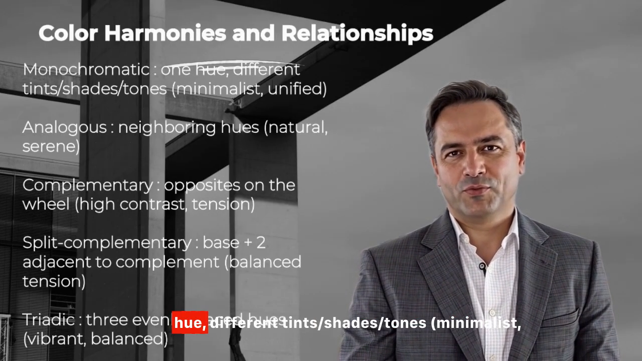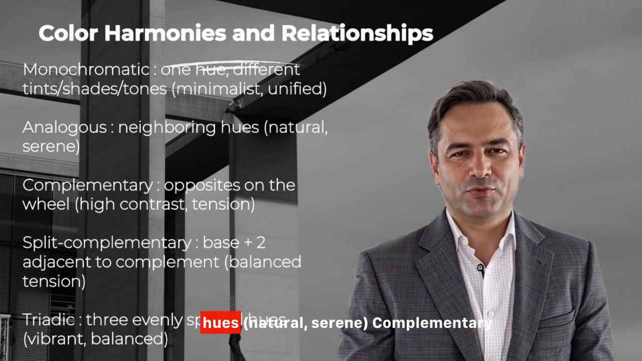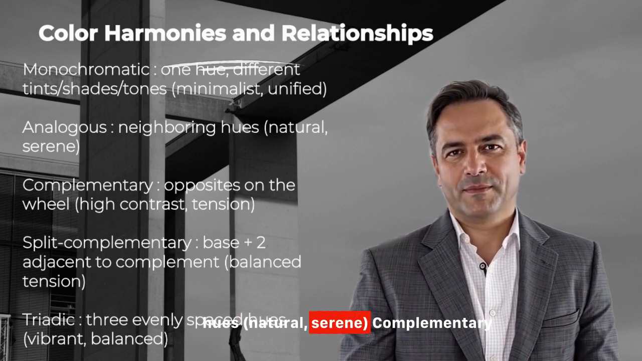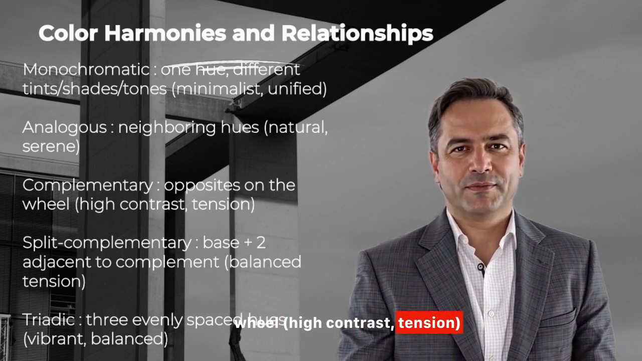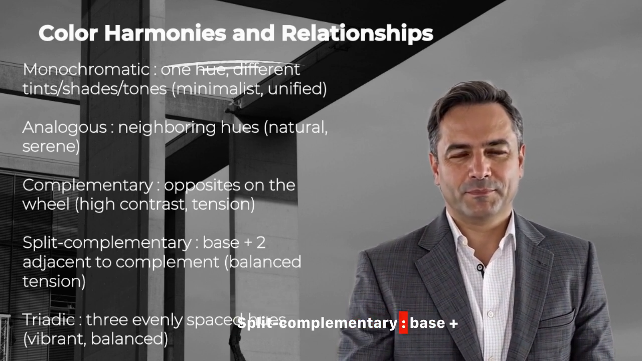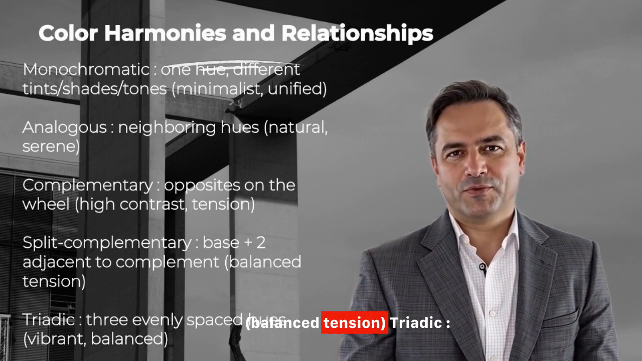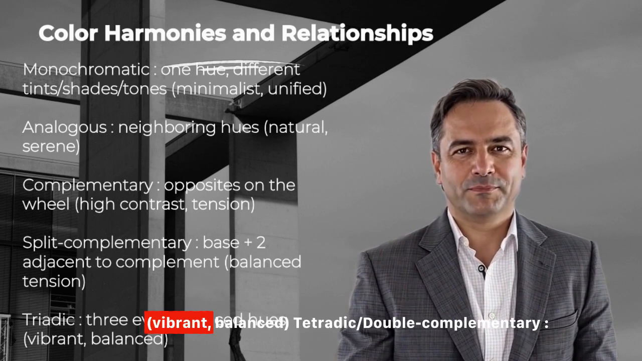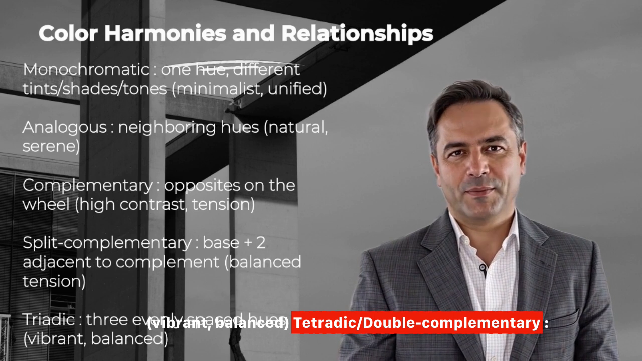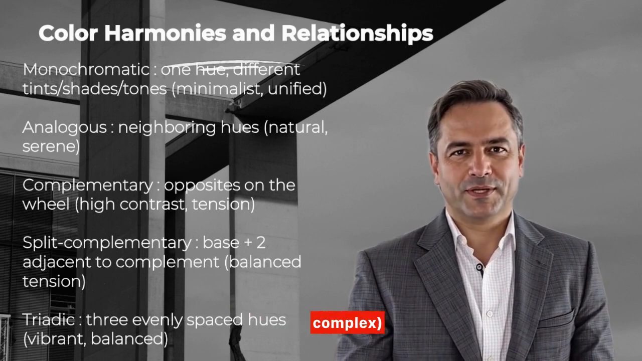3. Color harmonies and relationships. Monochromatic: one hue, different tints, shades, tones; minimalist, unified. Analogous: neighboring hues; natural, serene. Complementary: opposites on the wheel; high contrast, tension. Split complementary: base plus two adjacent to the complement; balance, tension. Triadic: three evenly spaced hues; vibrant, balanced. Tetradic: double complementary, two complementary pairs; rich, complex.